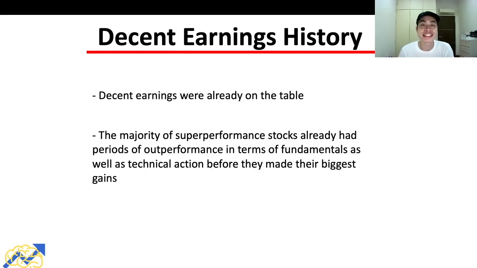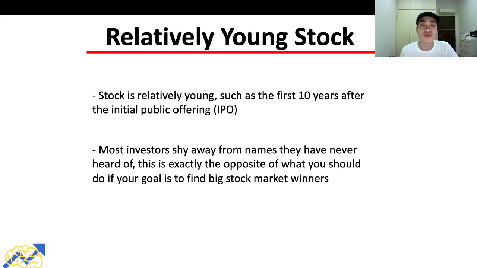So for decent earnings history, decent earnings were already on the table for these stocks, and the majority of these super performance stocks already had periods of outperformance in terms of fundamentals as well as technical action before they make their biggest gains. And these super performance stocks also tend to be relatively young stocks, such as the first 10 years after their initial public offering or IPO.